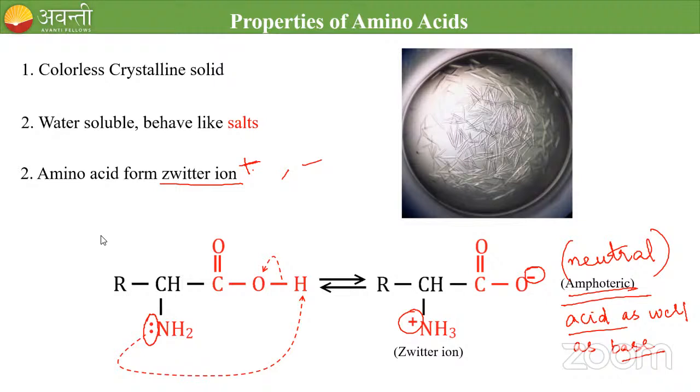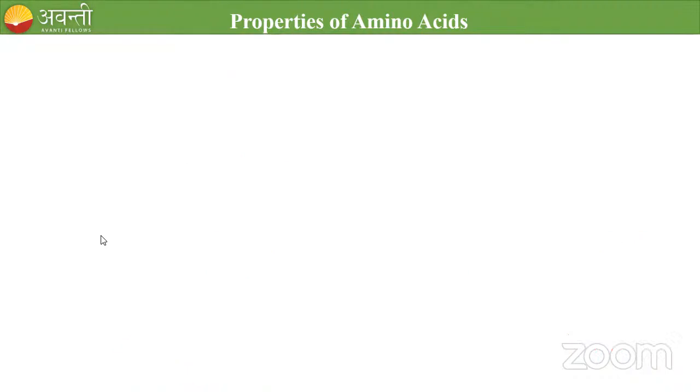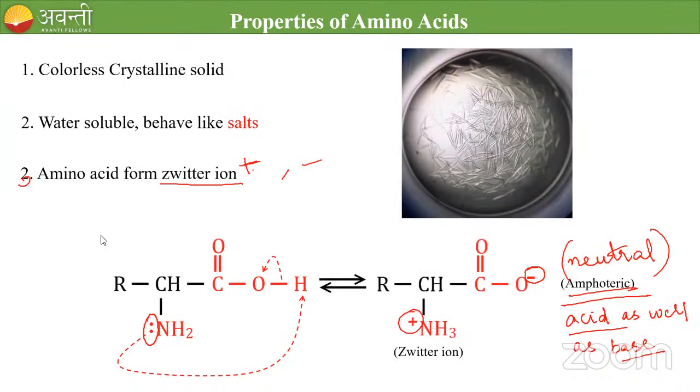So this is the third point, right? This is point number 3. So amino acids are colorless crystalline solids. They are water soluble. They can form zwitterion. Zwitterion is neutral and amphoteric. Zwitterion means both positive and negative charge will be present. Okay. Shall I go for the fourth property? Do you have any doubt from this zwitterionic part?